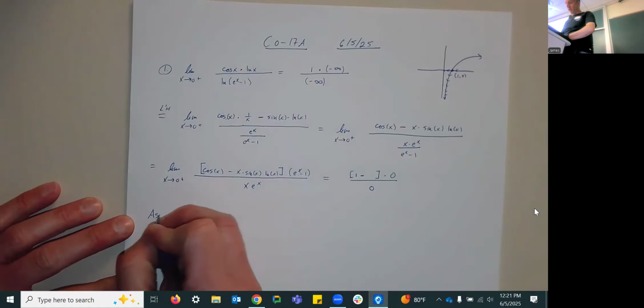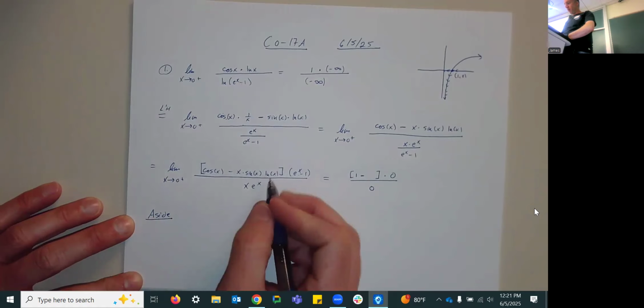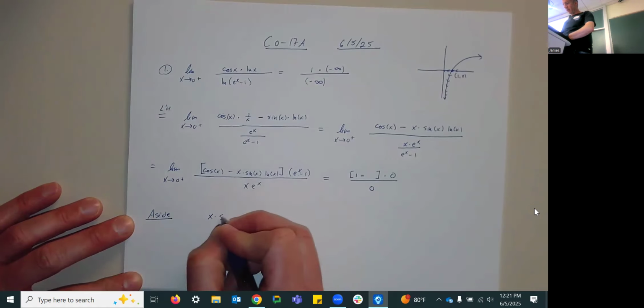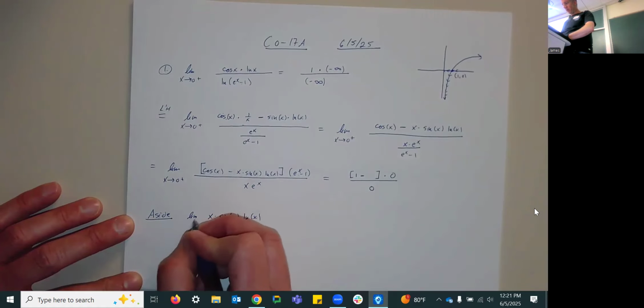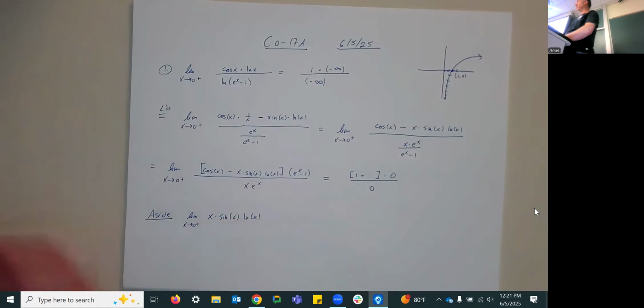So a quick aside here. We're actually going to ask, what's the deal with x times sine of x times natural log of x as x approaches 0? We're kind of doing a limit within a limit. It's kind of terrible. It's actually really terrible.